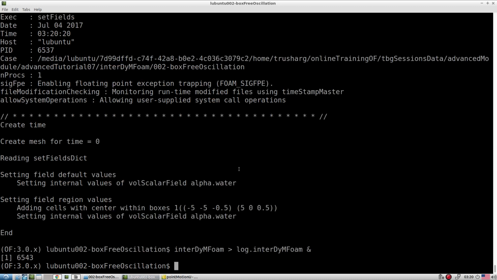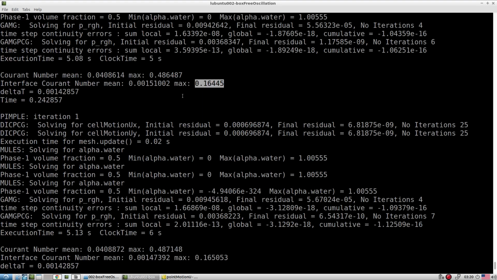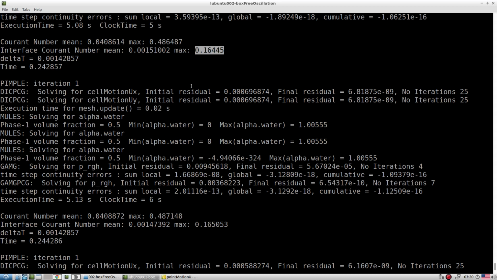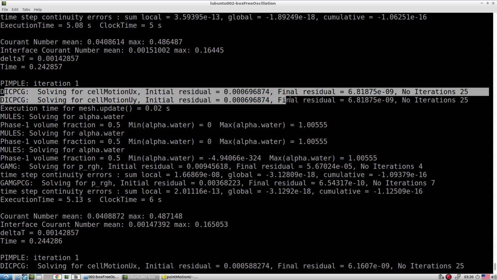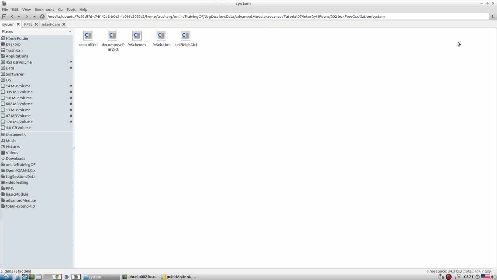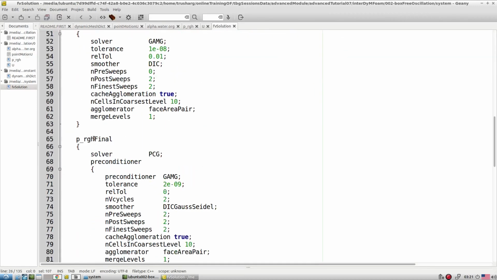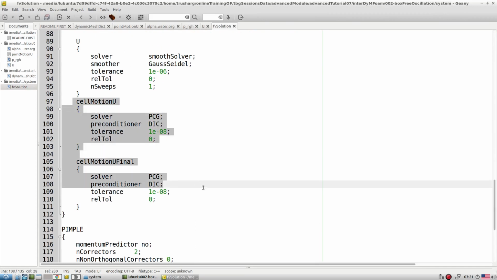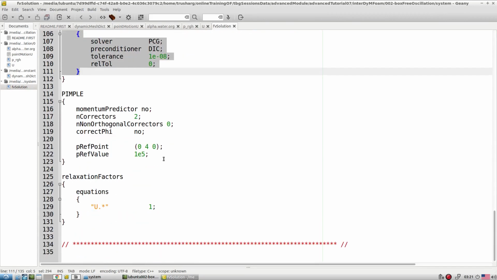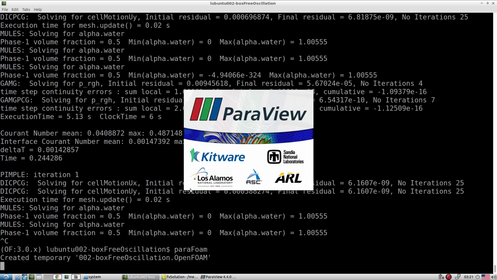If you look, we have a variable delta t based on the Courant number. We solve for cell motion U. So when we have this cell motion, please remember that we require a few more entries inside the solver area. In this, all the entries are required. Along with that, we also require the cell motion U and cell motion U final entries. That is what we needed, and we have to specify those entries. Now let's look at ParaView and the mesh motion.